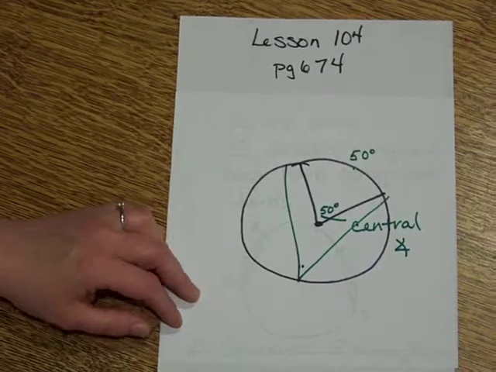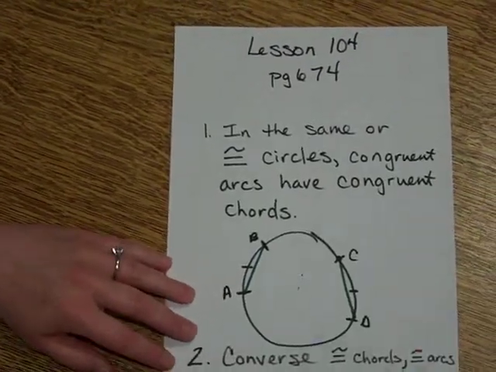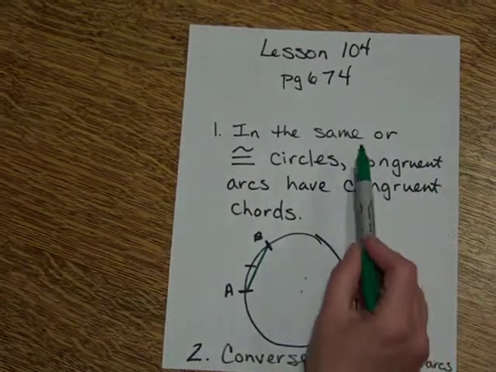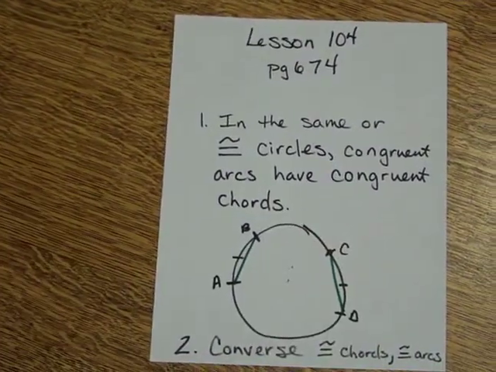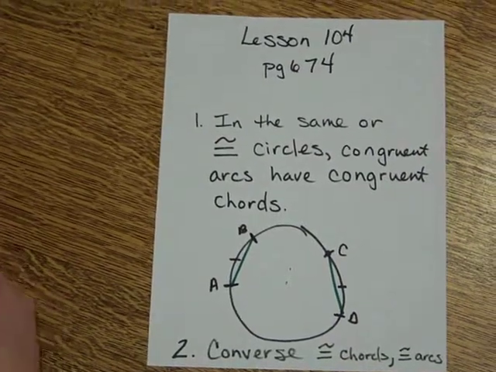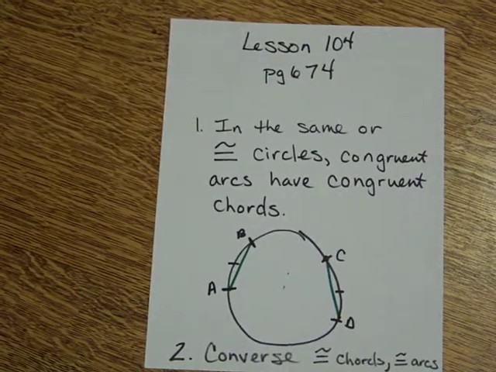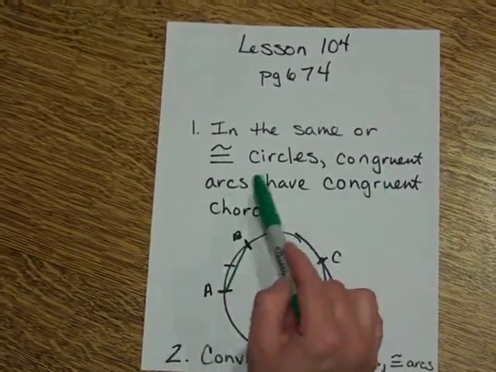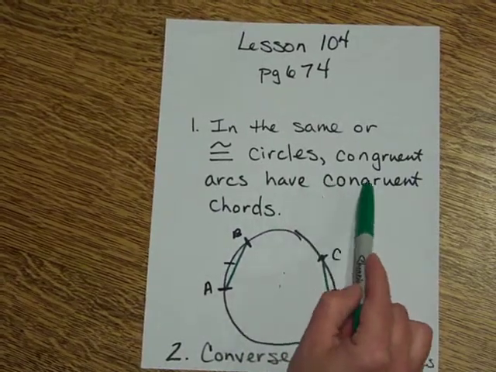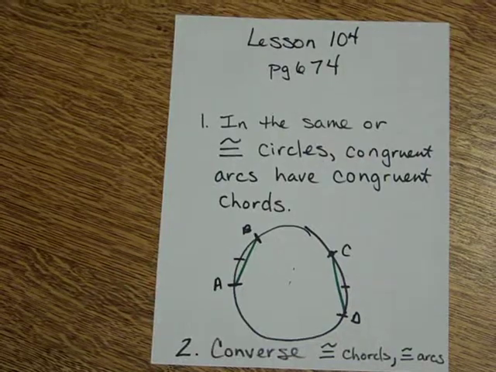But let's look at our theorem 104, which is on page 674. It says in the same or congruent circles. Most of the time they're typically giving it to us in the same circle, but it could be in two separate circles that are congruent. But in the same or congruent circles, congruent arcs have congruent chords.